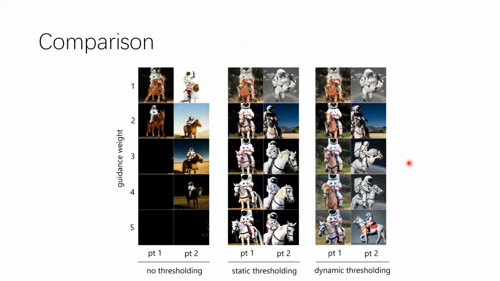And here's a comparison of the different thresholding techniques. You can see that when there's no thresholding, the whole image turns black. And for static thresholding, when the guidance weight is large, even though the foreground is fine, the background just becomes totally black. But when they use dynamic thresholding, the whole image is good, even though the guidance weight is large. So that's the effect of dynamic thresholding.